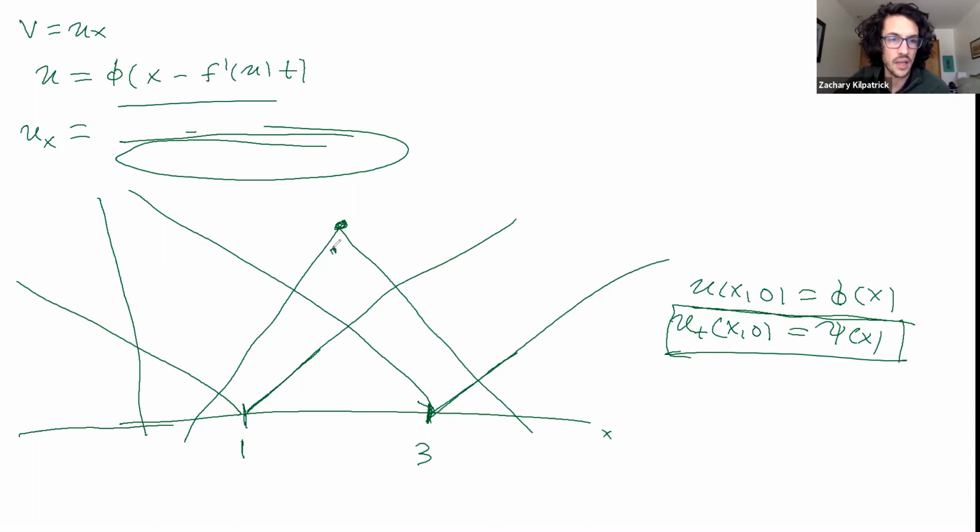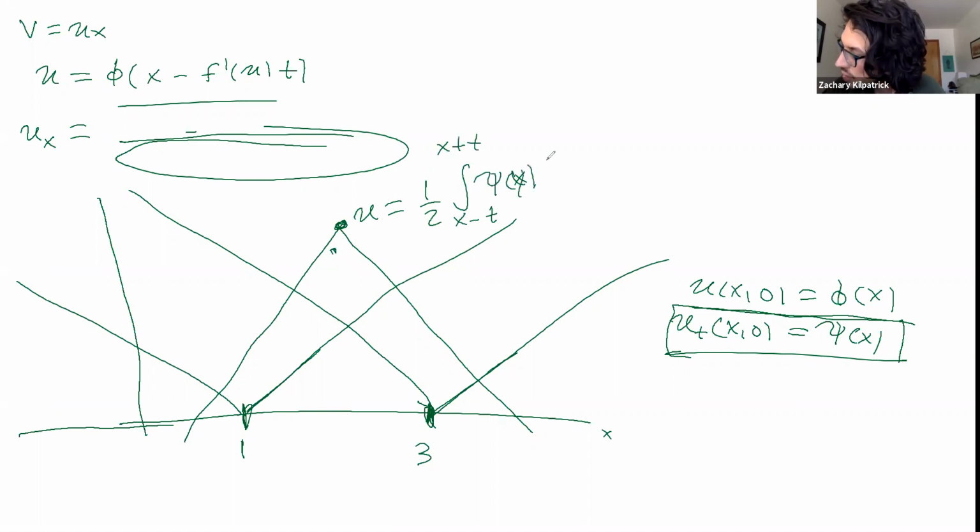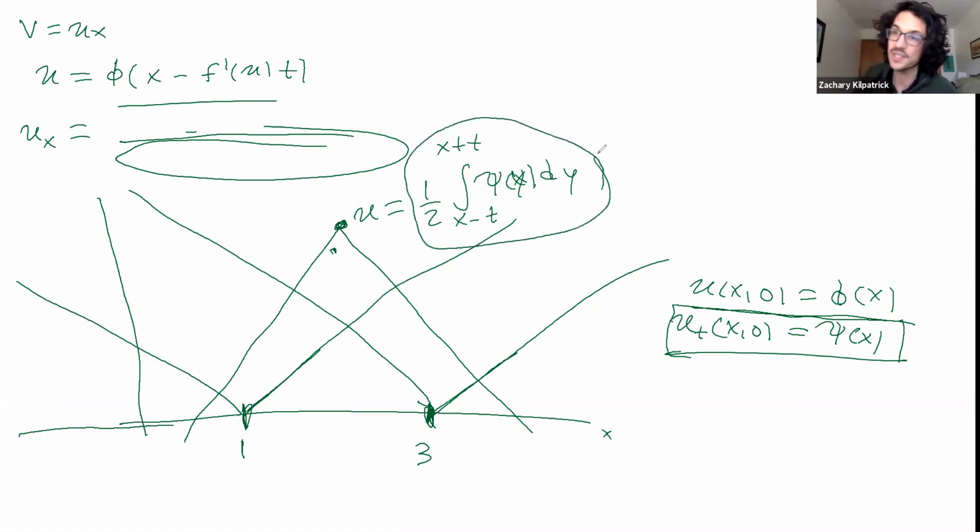I think you set phi equal to zero, or no, it doesn't matter what phi is, right? Because if phi only has support here, phi is not going to contribute to the solution here. So only psi will, right? And then according to D'Alembert's formula, u is equal to a half the integral from x minus t up to x plus t there, right? So especially if psi here is positive everywhere, anything in this region could be non-zero.